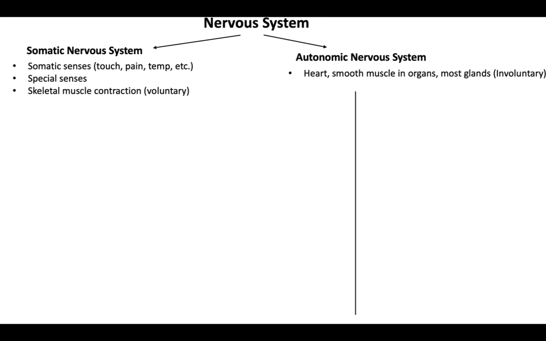So if we need to sweat, we're going to use the autonomic nervous system. If we need to produce saliva, tears, or certain hormones, maybe it's the pancreas that needs to produce certain hormones, those glands are controlled by the autonomic nervous system. So that shouldn't be too new to us. We learned about these two subdivisions when we started the nervous system chapters ago.